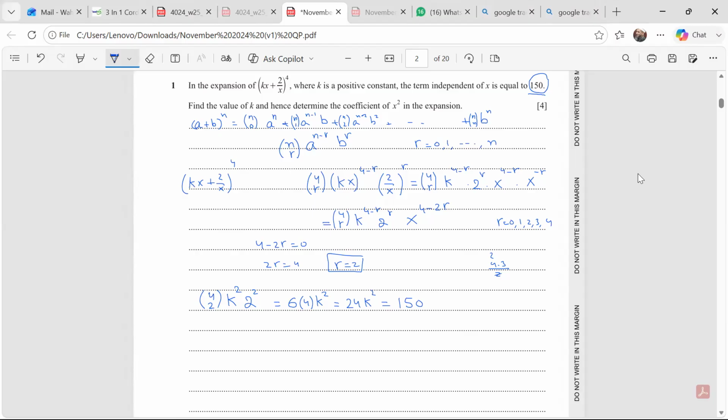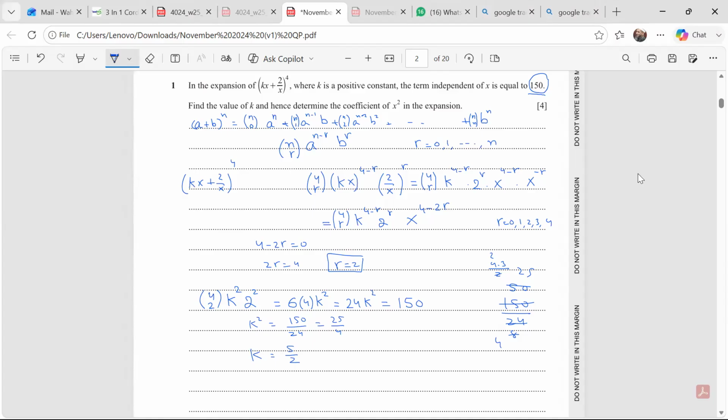Okay. So from here, k squared is equal to 150 over 24. Let's try to simplify it a little bit. 150 over 24, if I divide by 3, okay, now let's cancel by 2, so 25 over 4. So this is equal to 25 over 4. Okay, so when we take the square root, k is going to be 5 over 2. So this is the value of k.